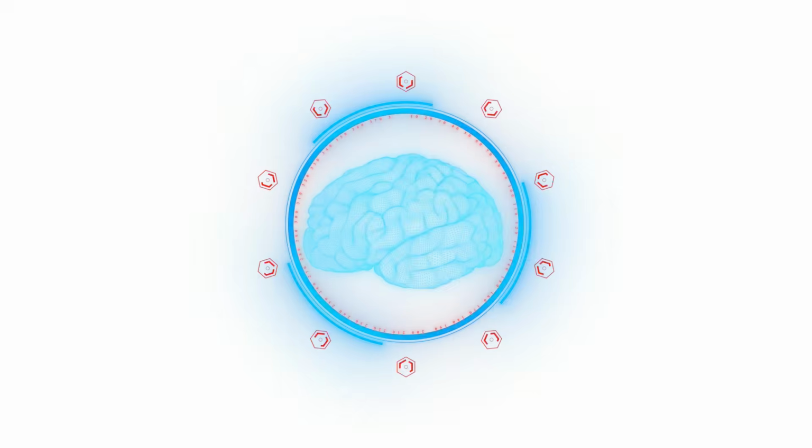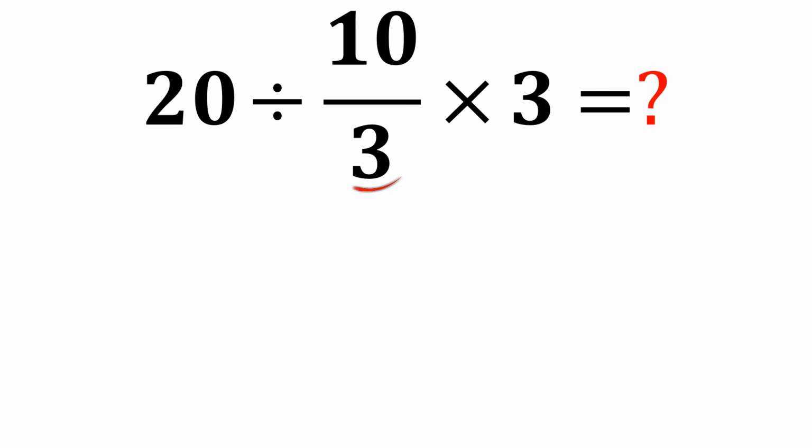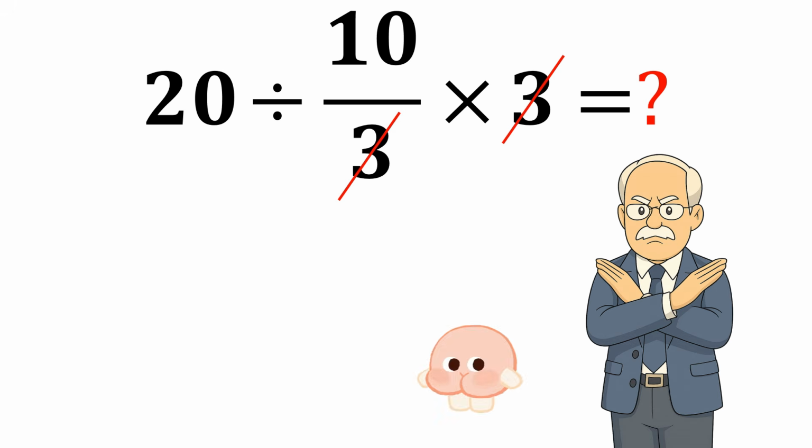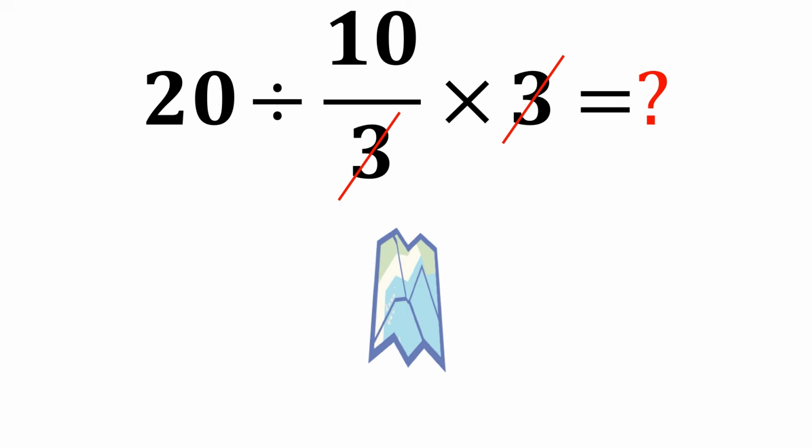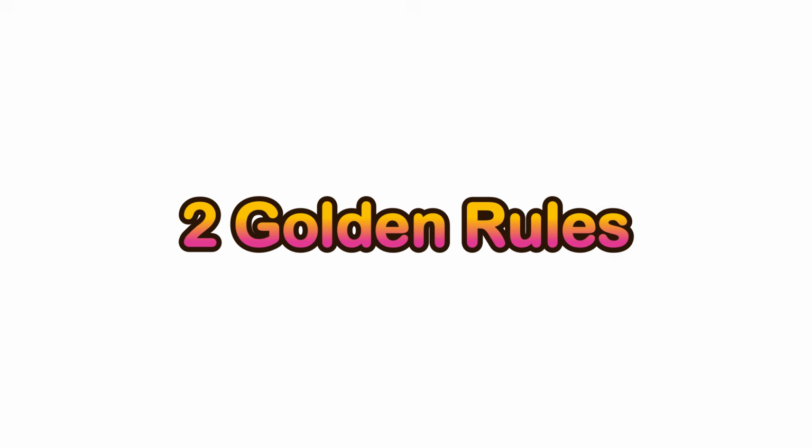The human brain loves symmetry. When you see a 3 in the denominator and another 3 at the end, your brain screams, simplify them. But in the world of mathematics, you can't just jump to the end of the line. You can't perform operations on the right before the ones on the left, unless there are parentheses involved. To fix this, we need a roadmap. A roadmap with 2 golden rules.